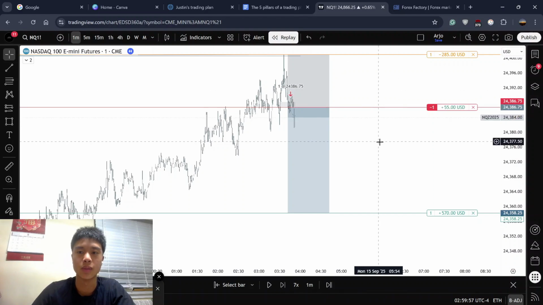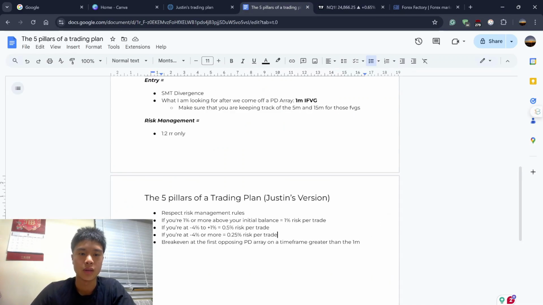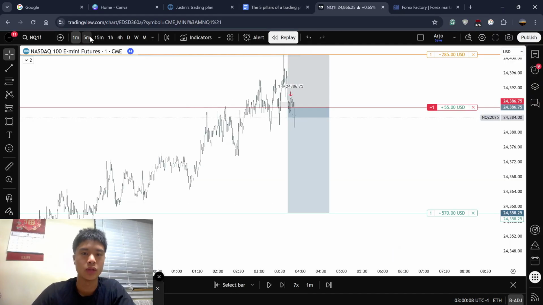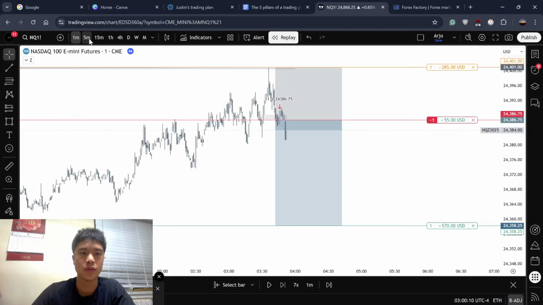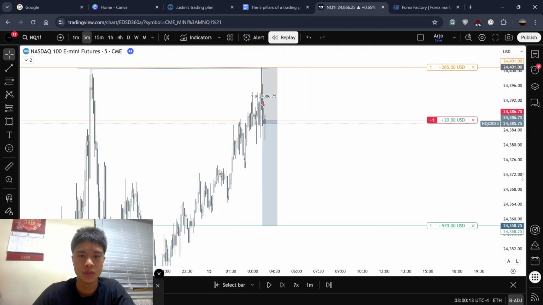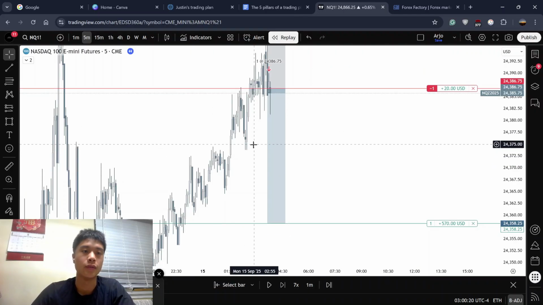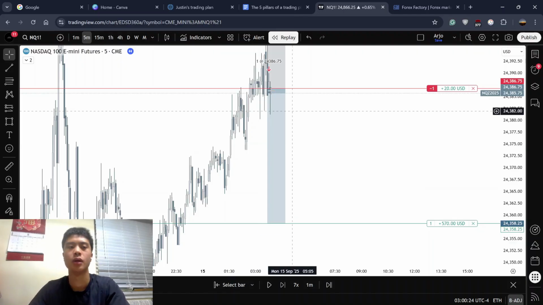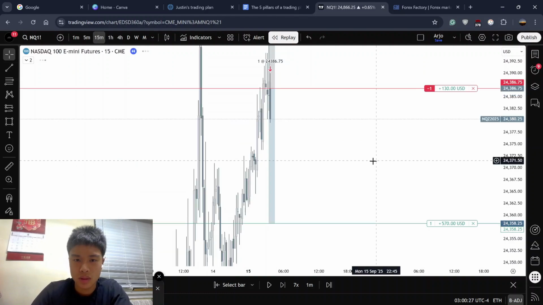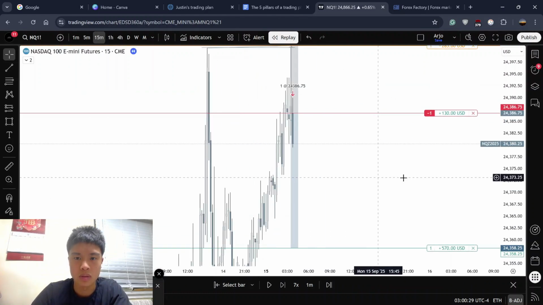Okay, let's see how this plays out. Nice. Now we're in profit right now. Okay, so now we look at our break-even rule. So break even at the first opposing PD array on a time frame greater than the 1 minute. So let's look at the 5 minute for any fair value gaps because those could be opposing arrays. I'm not looking for any swing highs and swing lows on the 5 minute, 15 minute. I don't think they're that relevant. Only fair value gaps are pretty important. So I don't think we see anything here.